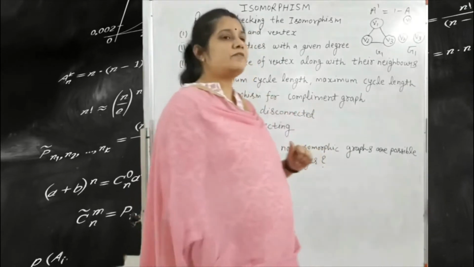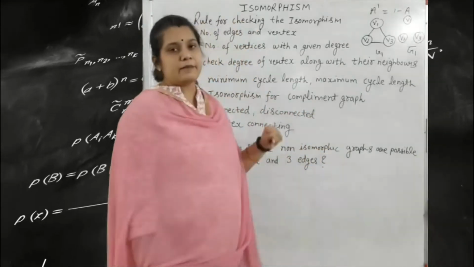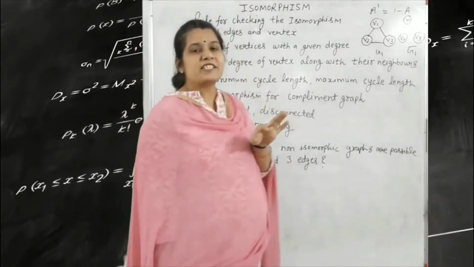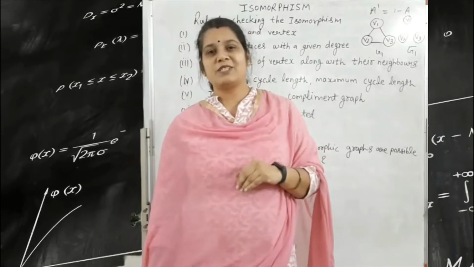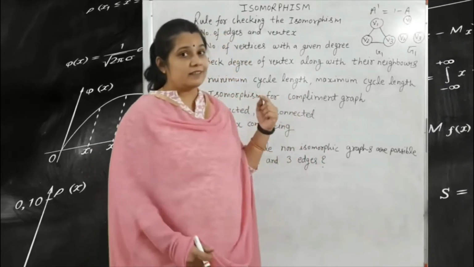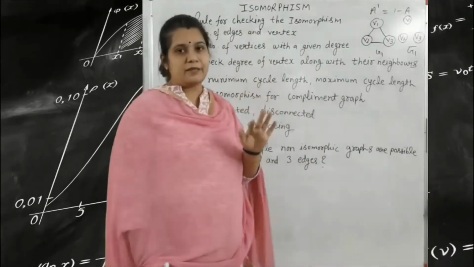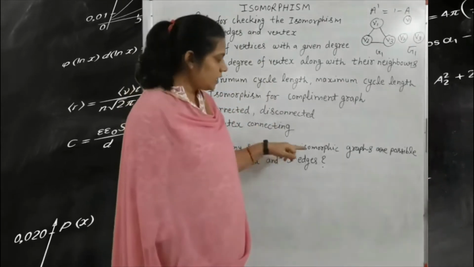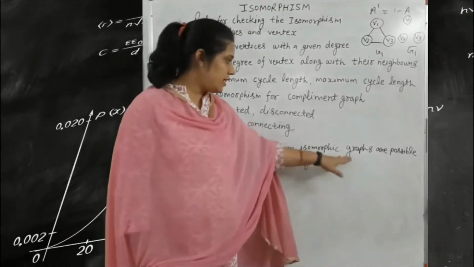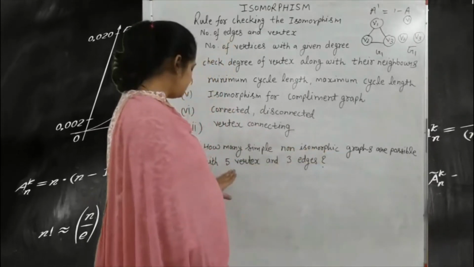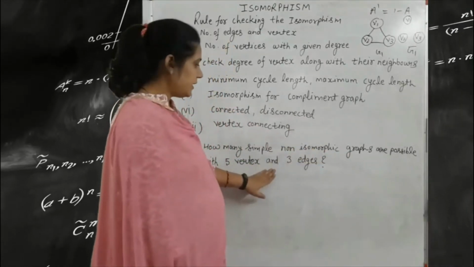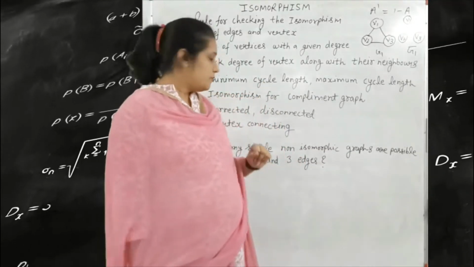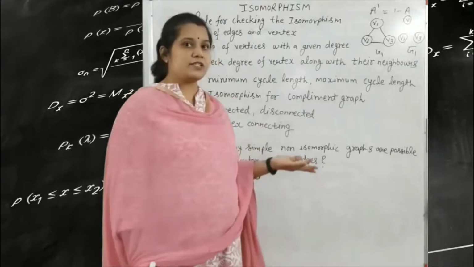Okay. So here, one example is that sometimes you find out the first, second and third properties. We decide whether the given graph is isomorphic or not. Okay. So three conditions are very important. Okay. So how many simple non-isomorphic graphs are possible with 5 vertices and 3 edges? Okay, that means we draw simple non-isomorphic graphs.